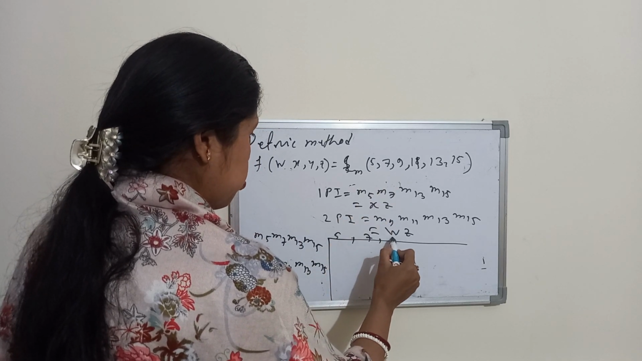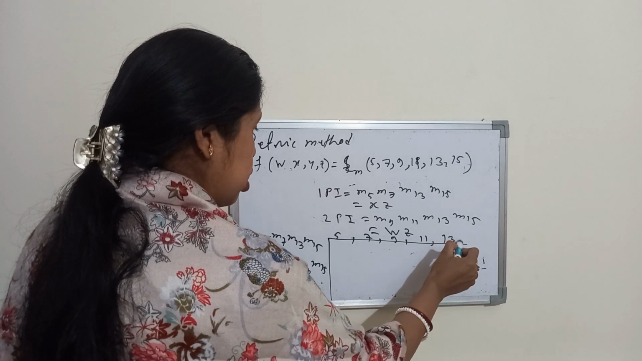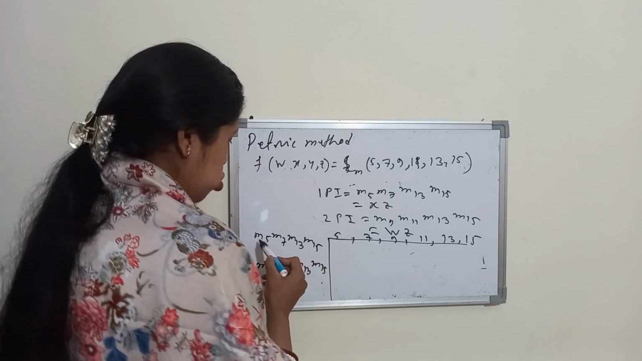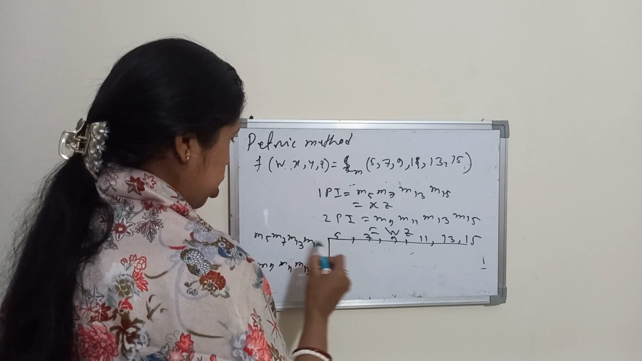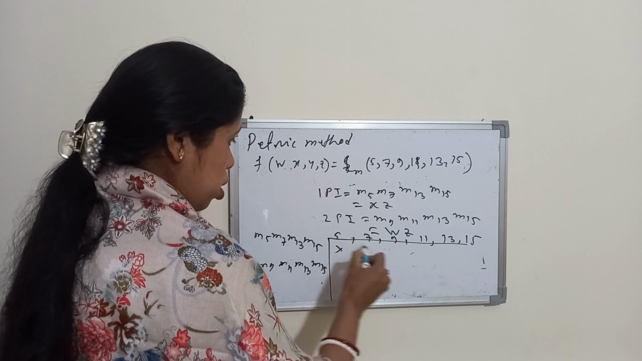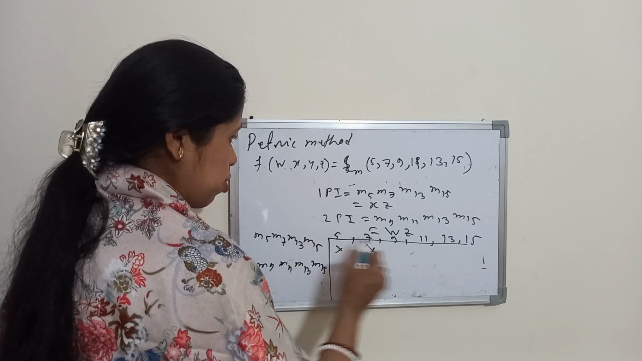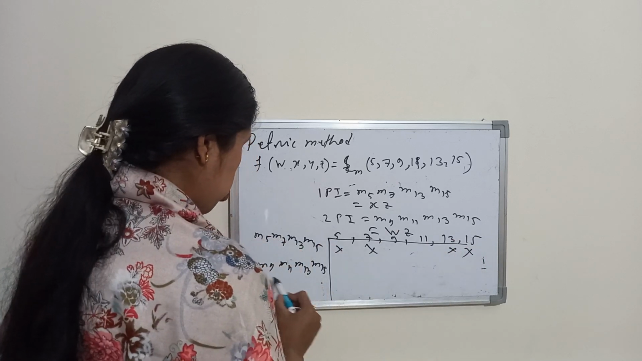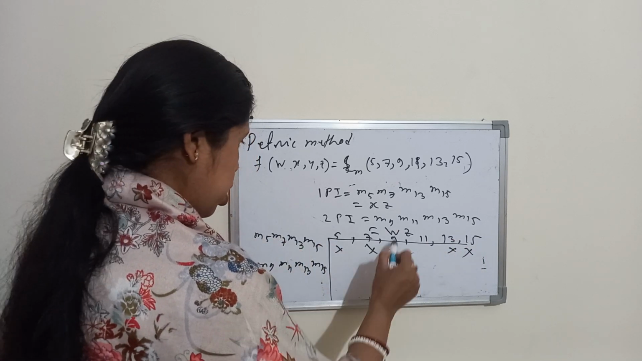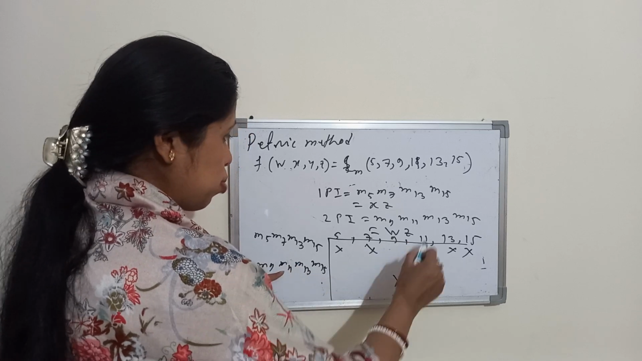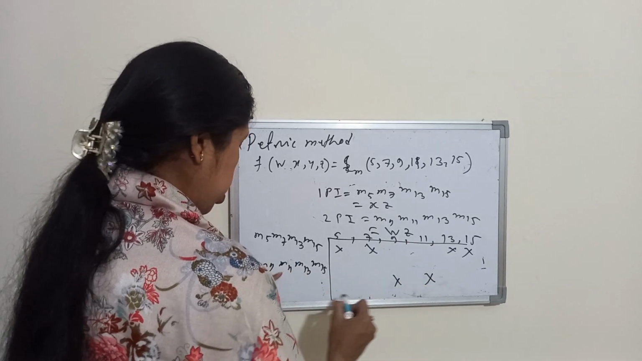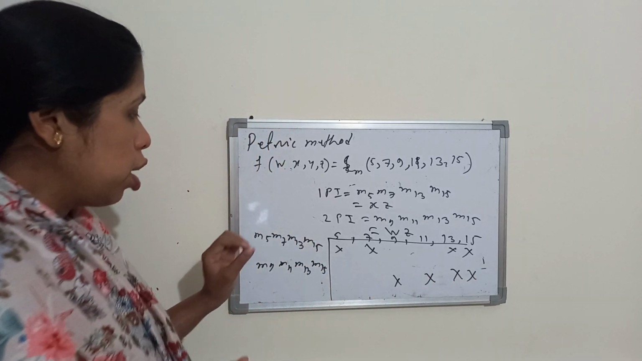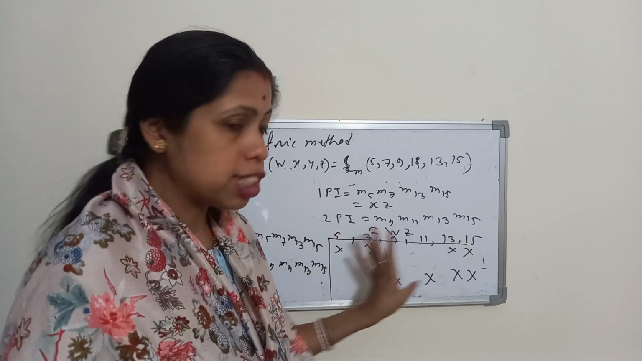Suppose 5, 7, 9, 11, 13, 15. Okay. Now I am comparing this min term with this min term and putting a cross. M5, M7 here, M7 here, M13 here, M15 here. Okay. Now from here, M9, M9 here, cross. Okay. If this min term is matched with this one, then I am putting a cross mark. M11, M13, M15.